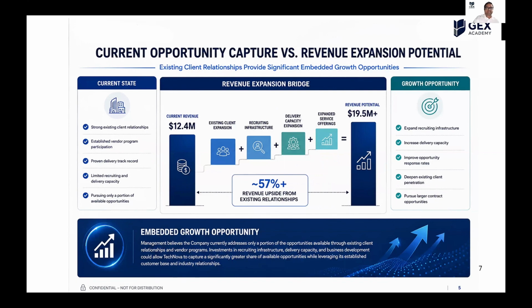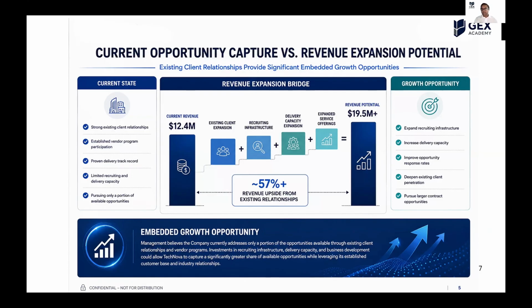So now let's look at what I would consider a very important slide in the sim, right? The current opportunity capture versus the revenue expansion potential slide. At its core, this is attempting to answer a very simple question. Where does future growth come from?